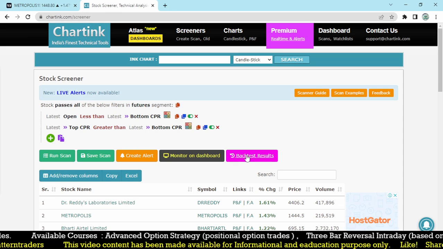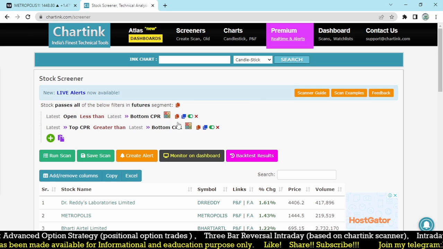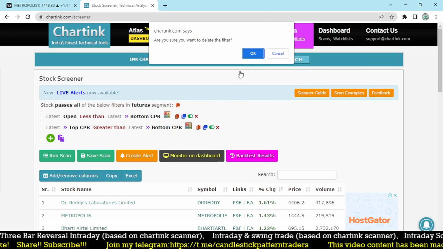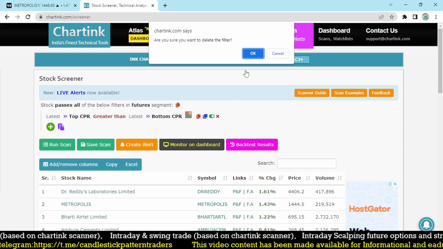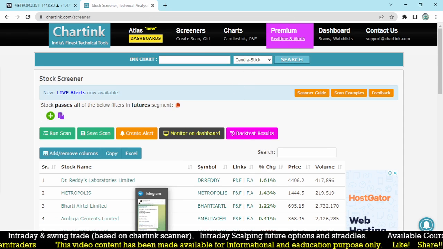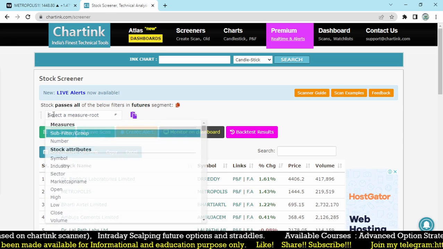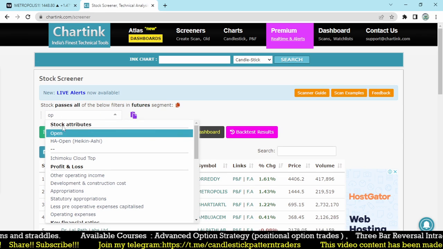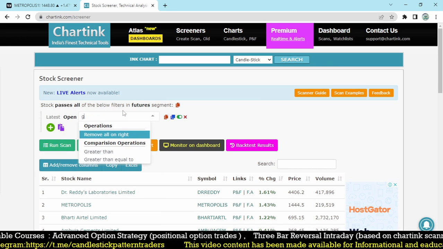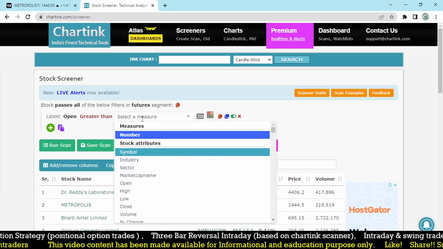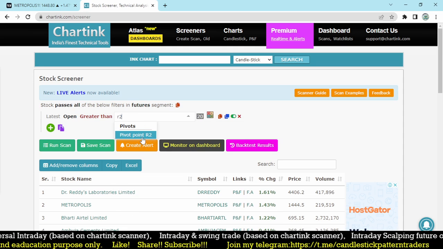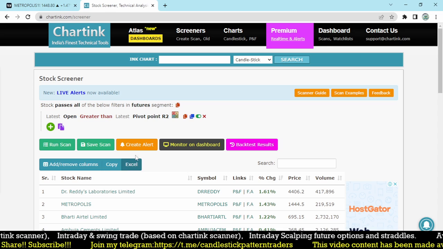Previous day low. Let me try it out, any stock which opened above R2. I don't know the strategies. If you know a strategy, let me know, or you can share your ideas so we can create it. The latest open must be greater than R2. That is the level, pivot point R2.